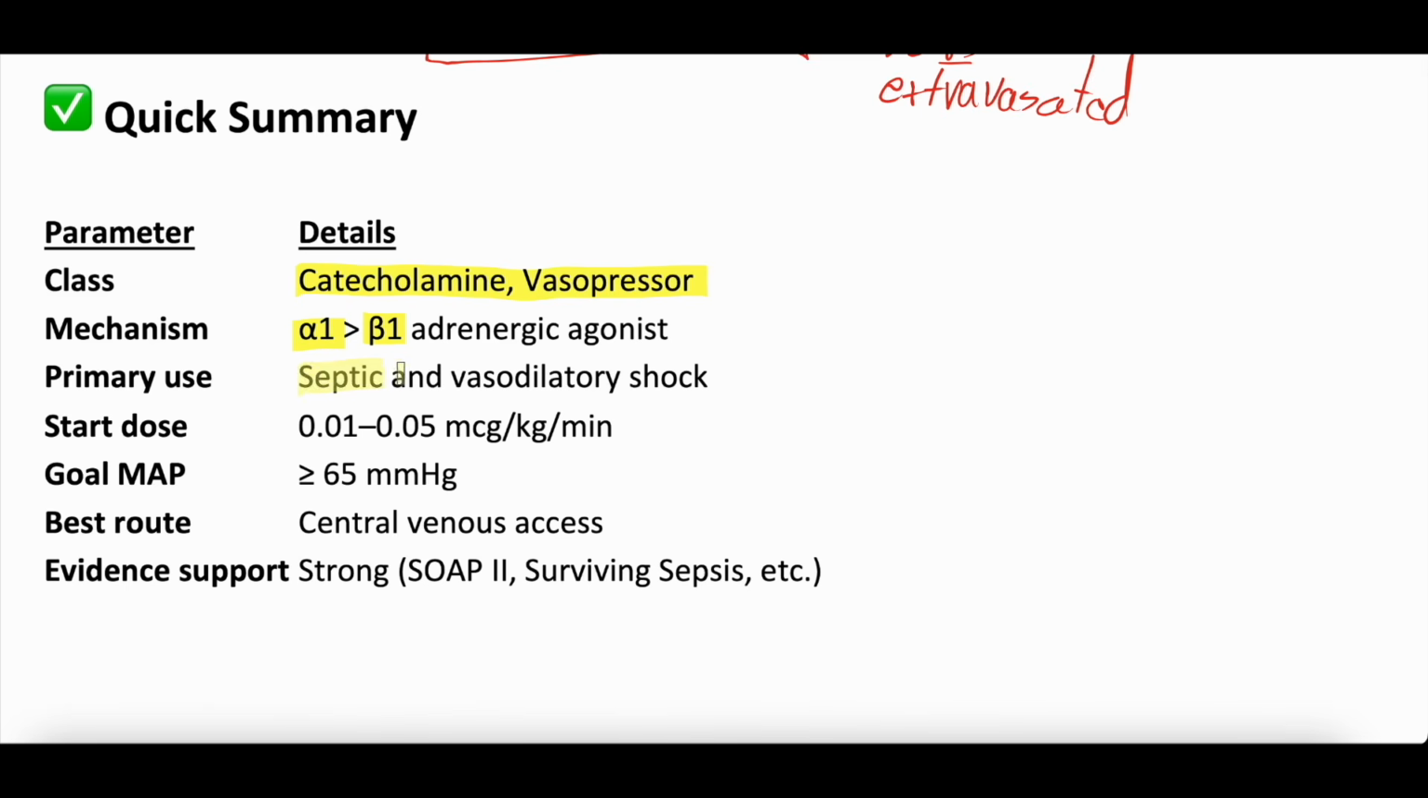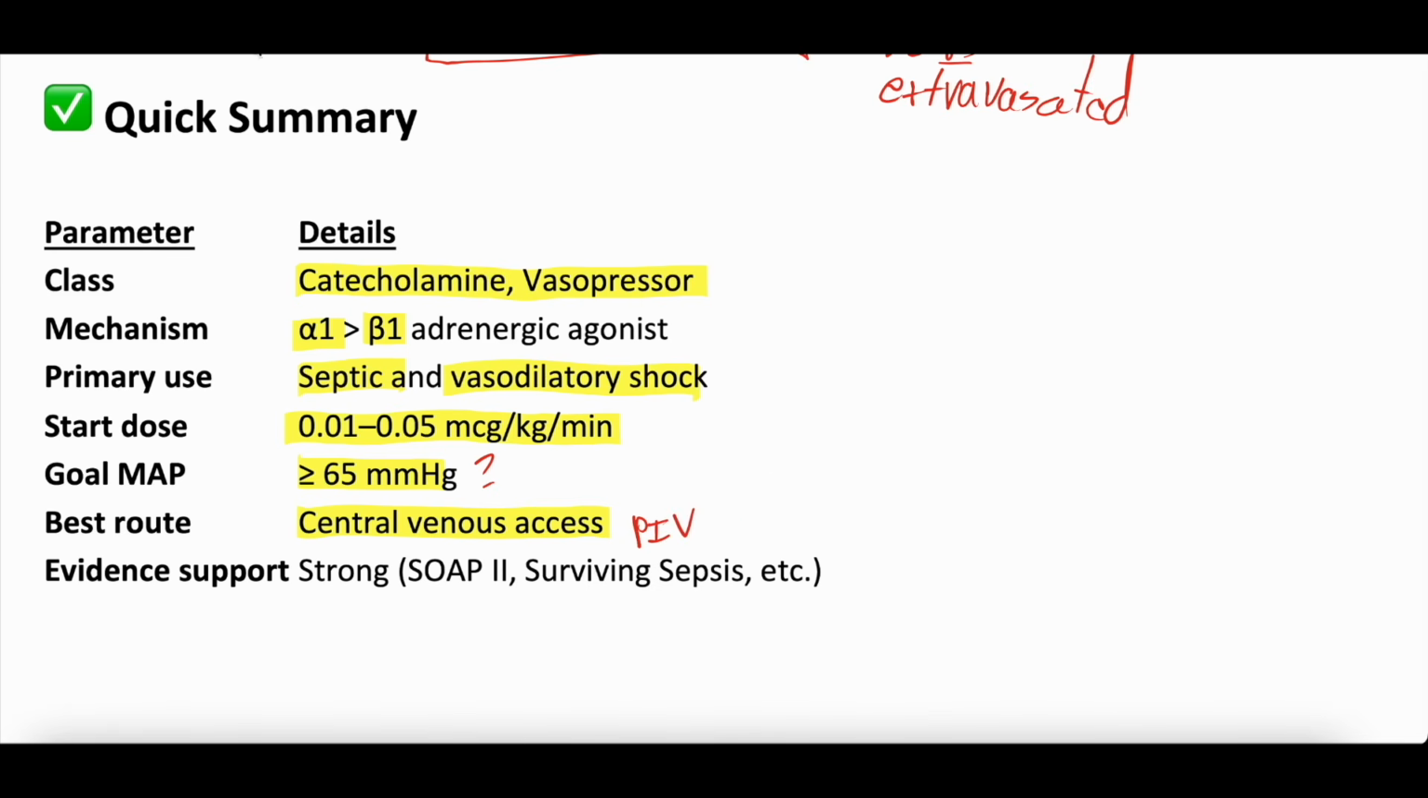Its primary use is in septic and vasodilatory shock states. Your starting dose, which is usually weight-based, is 0.01 to 0.05 micrograms per kilogram per minute. Your goal MAP is typically more than 65 millimeters of mercury. This is particular to septic shock, though, and there are still some caveats there. Best route is through a central line, although there's growing evidence that use of norepinephrine through peripheral IVs is probably safe if done in the right way.